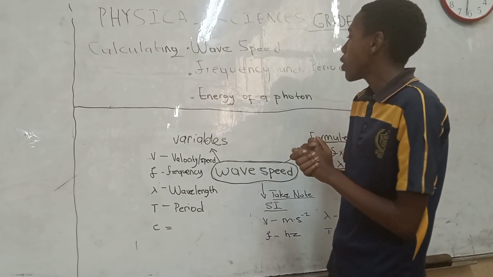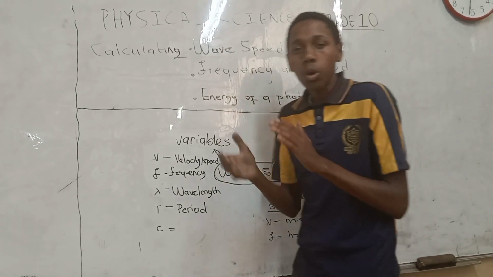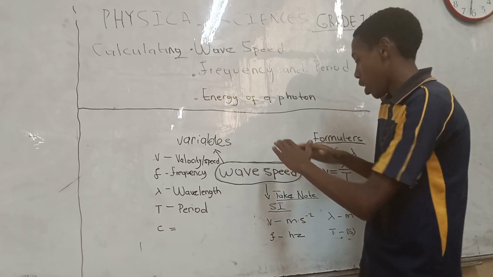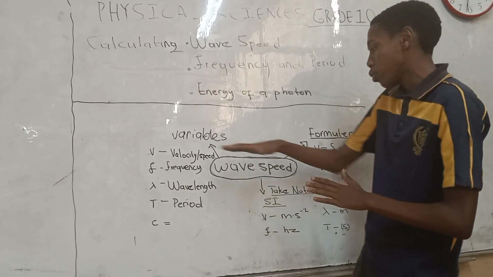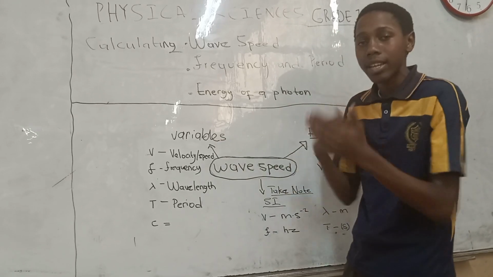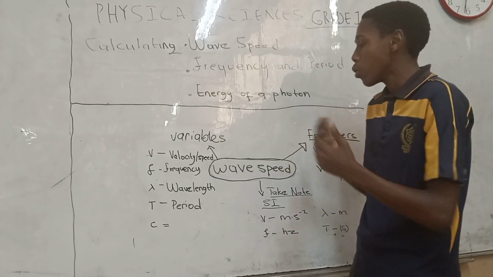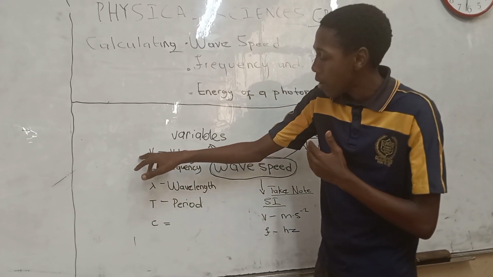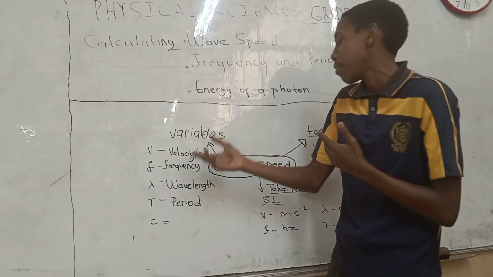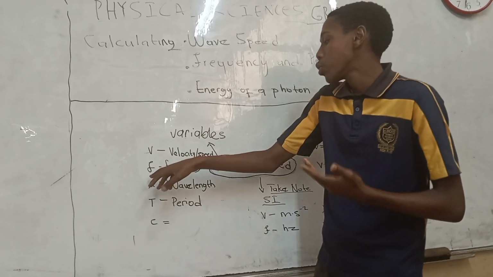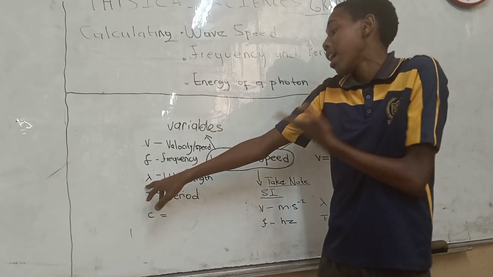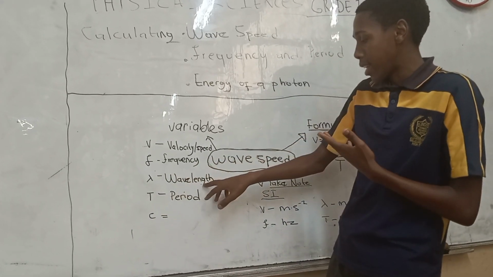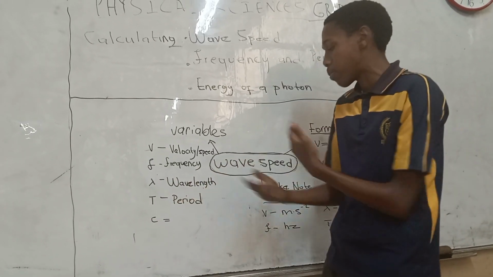So guys, our first topic is wave speed. We need to come to our mind map and start with our variables. We need to understand the variables. V stands for speed or velocity, then we go to frequency, which stands for F, then lambda, which stands for wavelength, then T, which is period.